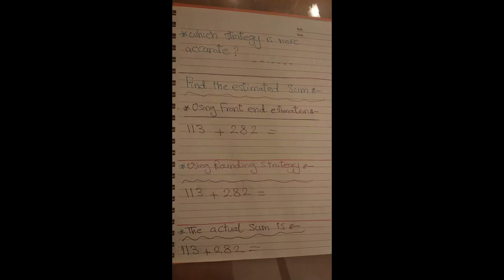Now it's time to ask which strategy is more accurate. As we see, the front-end strategy depends on the highest place value or the end digit, and it ignores anything else. Meanwhile, rounding depends on the location on the number line on the 120 chart, so that it gives more accurate estimation and closer numbers to the actual value. To prove all of this, we will find the estimated sum and the estimated difference for different equations.